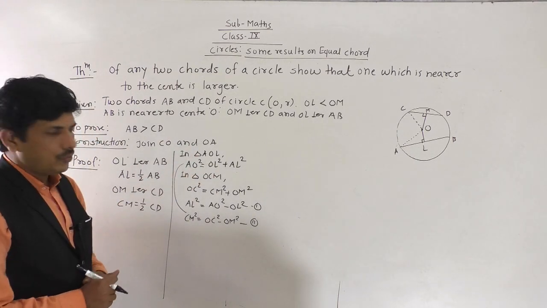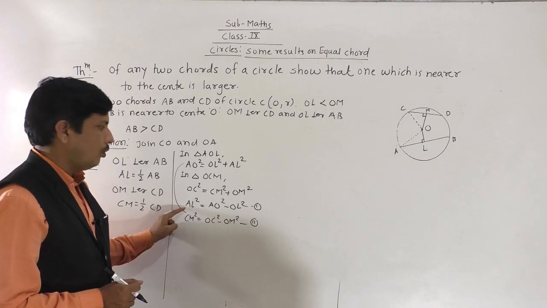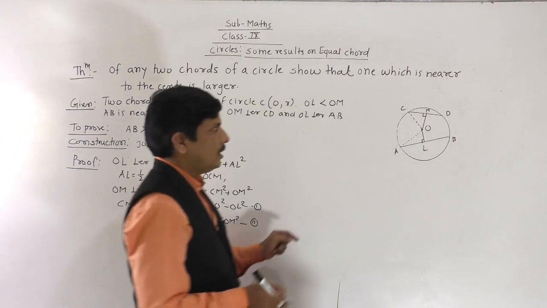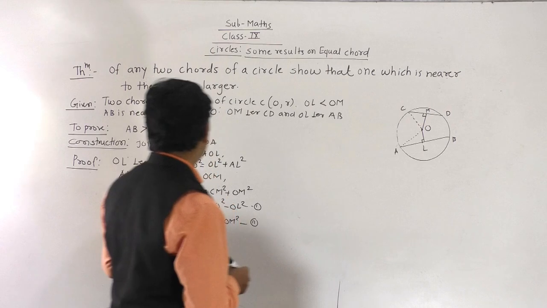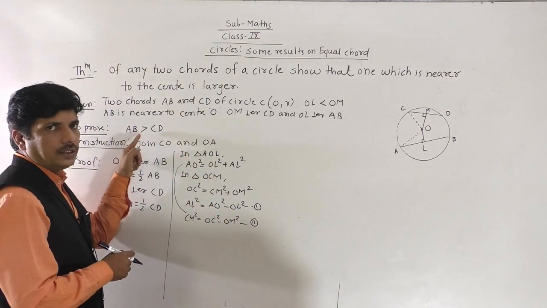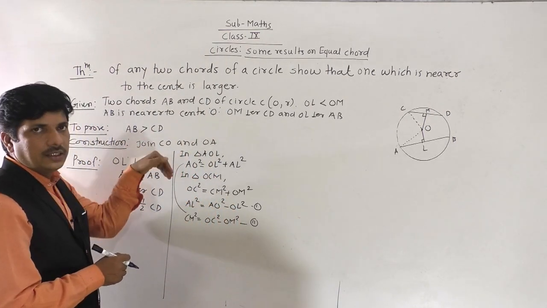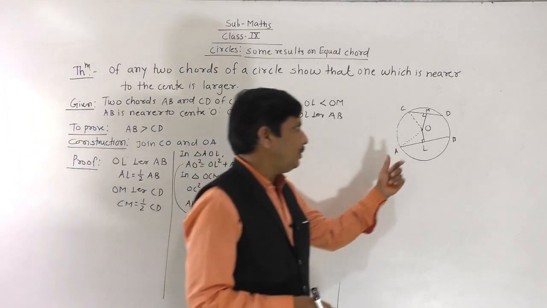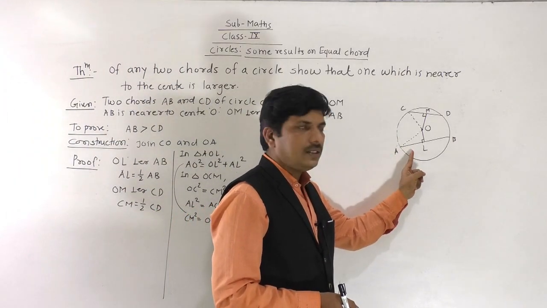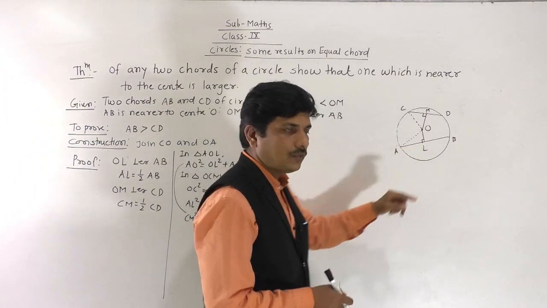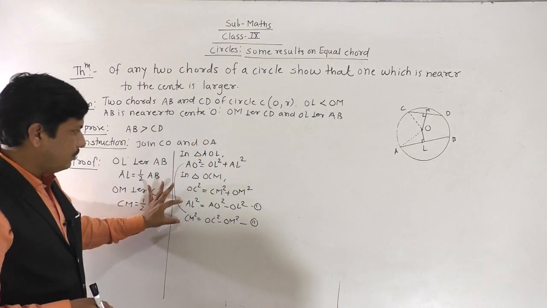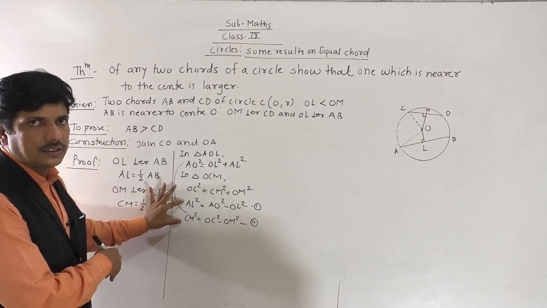Then you will ask one question: why have we taken only AL, or only CM? Because our target is to show AB is greater than CD. AL is the half part of AB. So that's why we have kept AL and CM on this side.